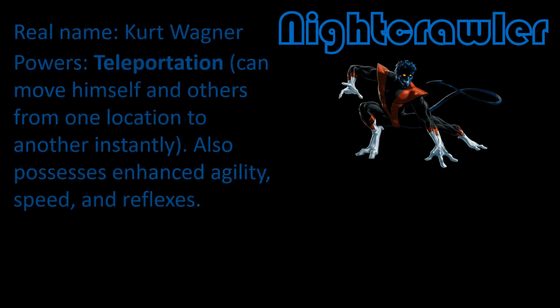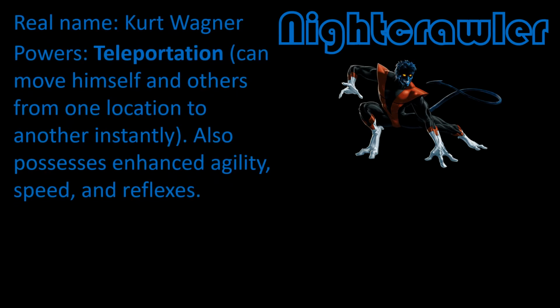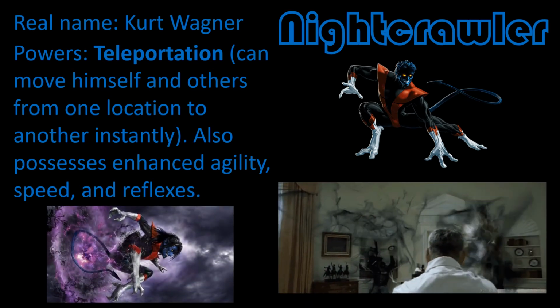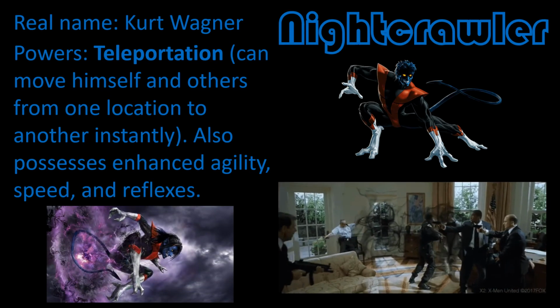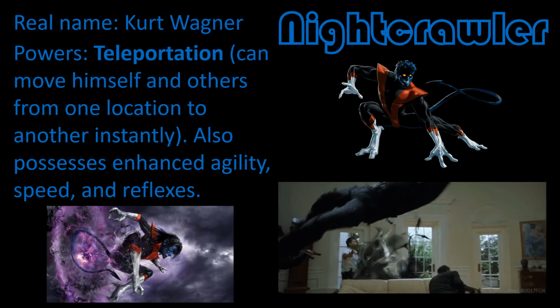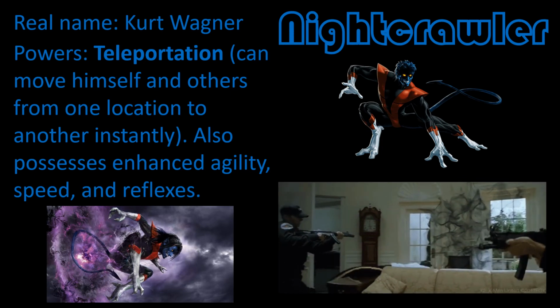Nightcrawler. Kurt Wagner hails from Germany and is a mutant with the impressive ability to teleport himself and others anywhere he wants, as long as he can see where he's going. Not only that, but he has enhanced agility, speed, and reflexes, and can blend into the shadows, striking his opponents instantaneously. Nightcrawler is the biological son of foe and sometimes ally of the X-Men, Mystique, and the demon mutant Azazel.